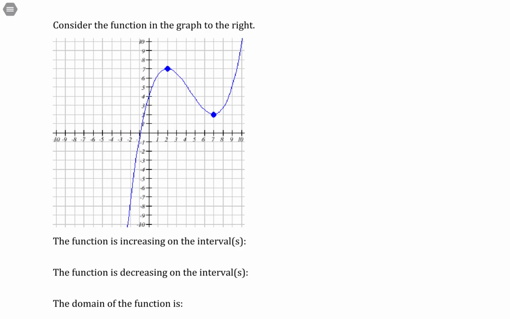Consider the function in the graph to the right. The function is increasing on which intervals, decreasing on which intervals, and the domain is what?